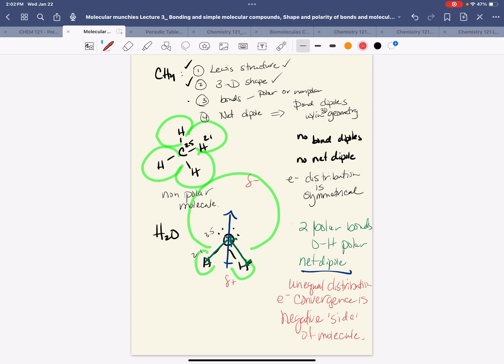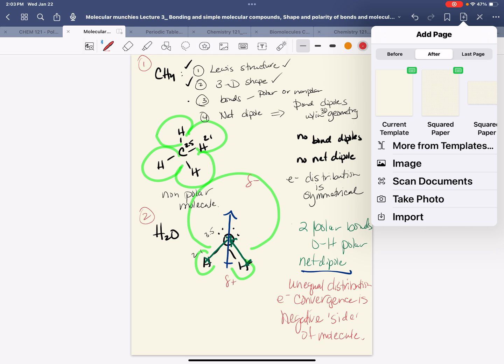Okay, so that's a huge idea. Okay, so now we have a nonpolar molecule, we have a polar molecule. I want to show you one more example, which is kind of crazy, but I'm going to show it to you anyway. I want us to think about carbon dioxide. Okay, it's a molecule that's really important. We exhale it in the process of metabolism.